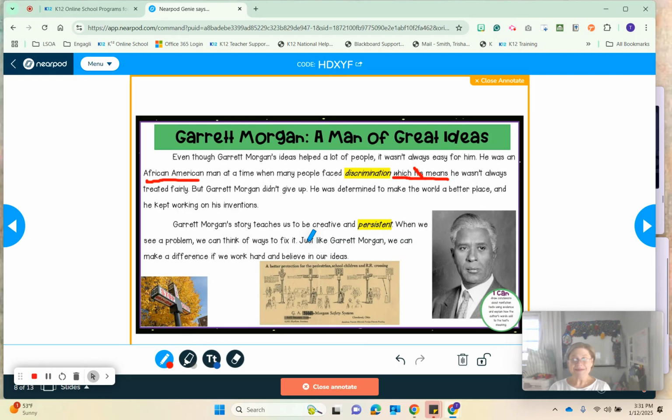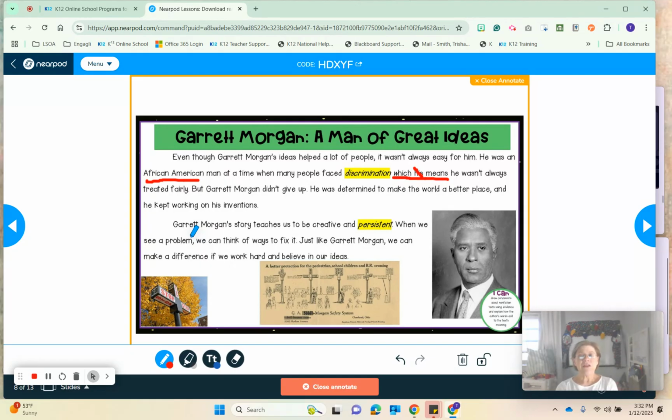Our last word is persistent. Garrett Morgan's story teaches us to be creative and persistent. When we see a problem, we can think of ways to fix it, just like Garrett Morgan. We can make a difference if we work hard and believe in our ideas. Now, persistent. If you think of our story after the fall last week with Humpty Dumpty, and he overcame his fear. He overcame his fear because he was persistent. But did Humpty Dumpty create something?